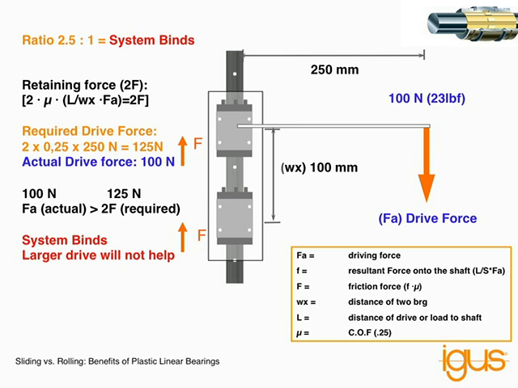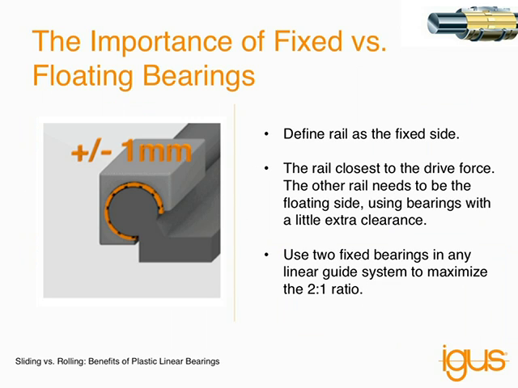If the load is positioned this far outside of 2 to 1, a lot of times you'll get a chattering or binding effect, which some people refer to as stiction. A source of many phone calls we get at igus from engineers with problems with our linear bearing systems tends to be a result of the improper use of fixed and floating bearings.